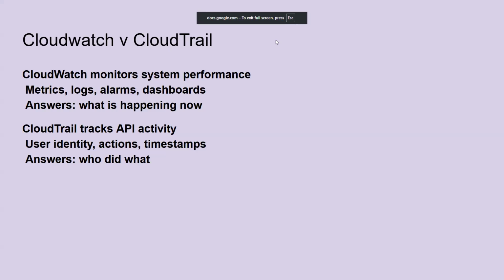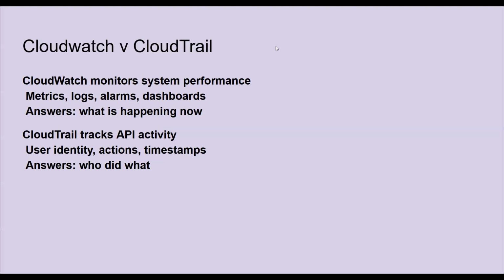Hey guys, so today we're going to go over a little bit of security in AWS. To start, we'll go back to CloudWatch versus CloudTrail and explain the difference between these. So we will get started.